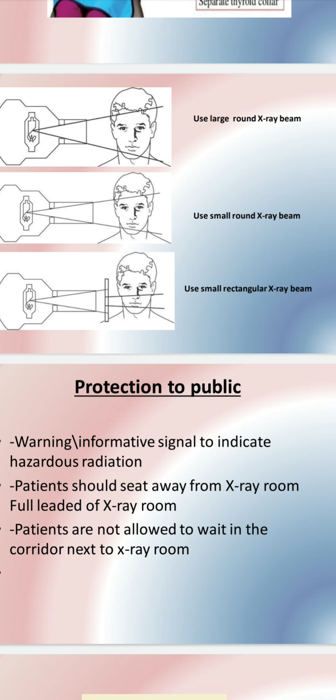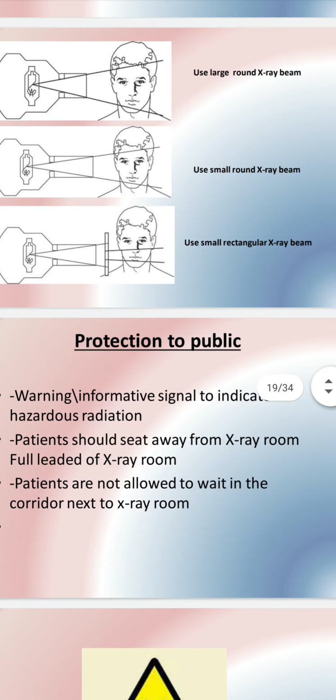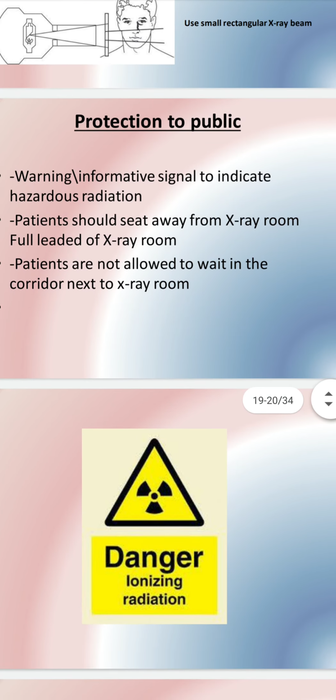Protection to the public. Warning, informative signs to indicate hazardous radiation. Patients should sit away from the X-ray room, with the door of the X-ray room fully closed. Patients are not allowed to wait in the corridor next to the X-ray room.